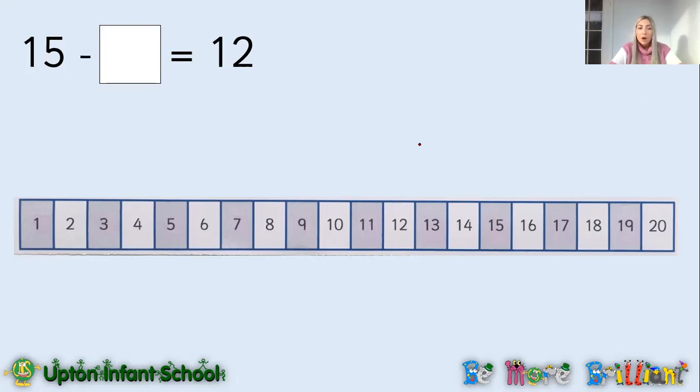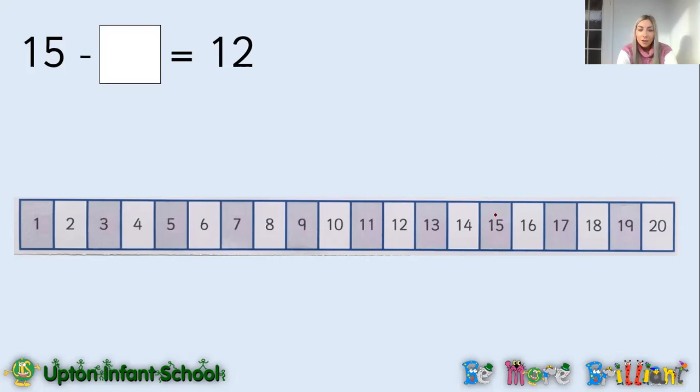So we know that we start on the first number, 15. We know that we're taking away, so we go backwards, but we don't know how many jumps yet. We just know that we are left with 12. So what I'm going to do is start on 15, and when I land on the number 12, I'm going to stop, okay? So watch me as I go.